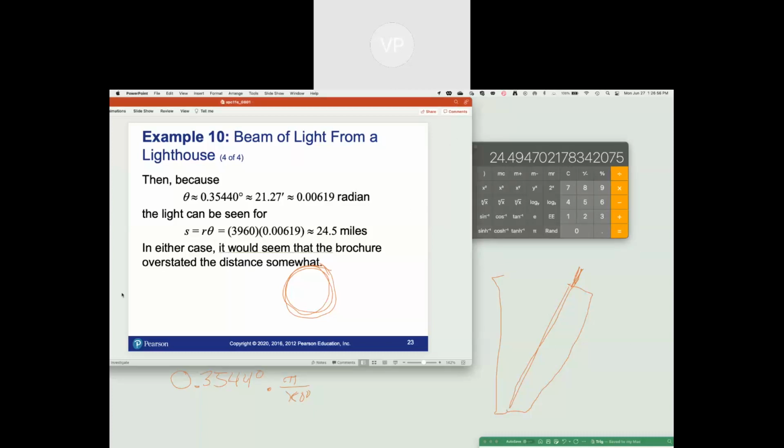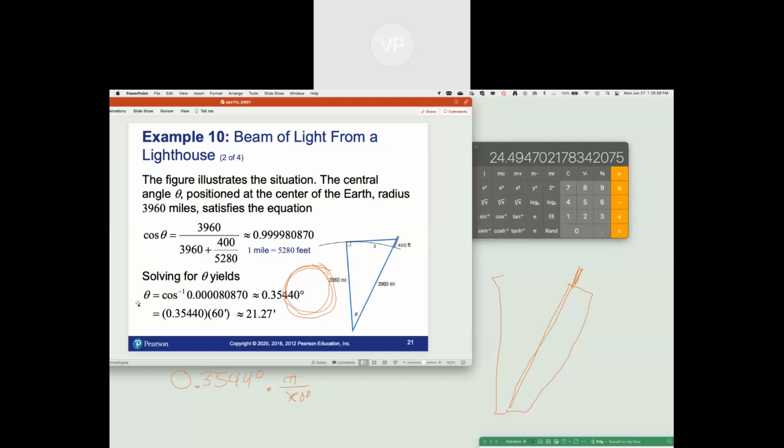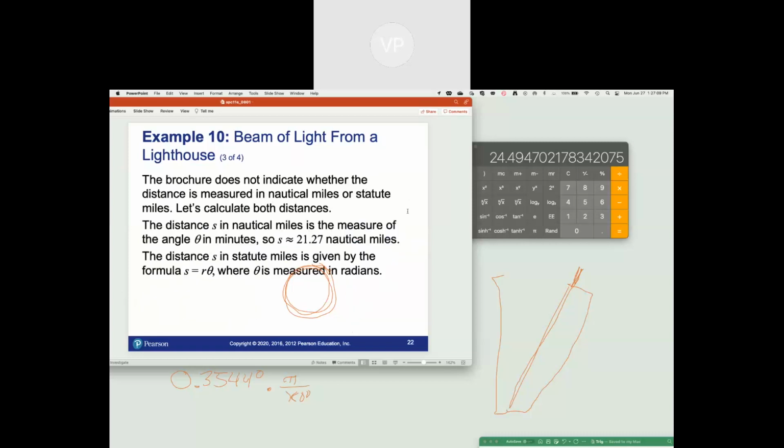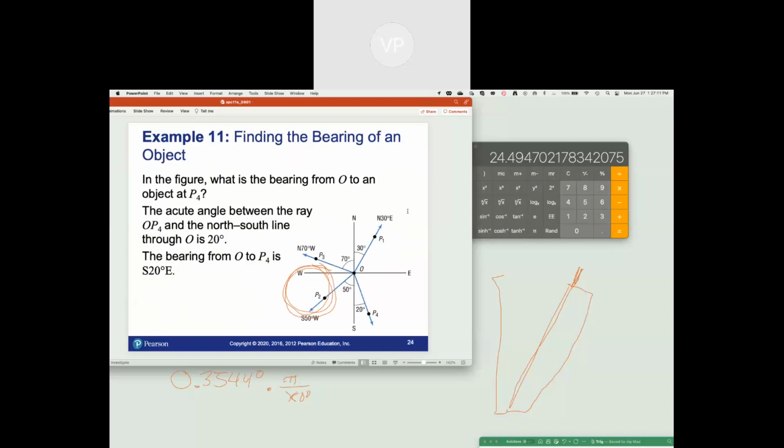Okay? So that's what's going on in there. That's how you can go back and you look at this picture. That's how they can say, if this is where the lighthouse is, you can see it when you are 25.6 miles around the ocean or wherever it was. Okay? So that's one of your more complicated ones.